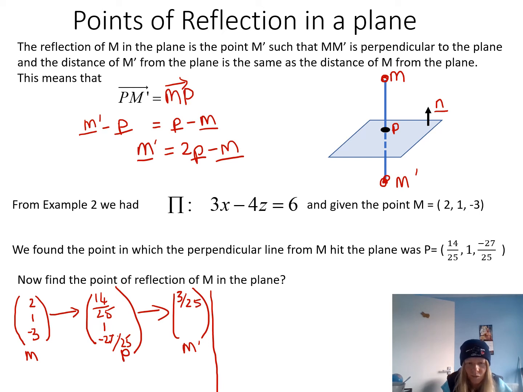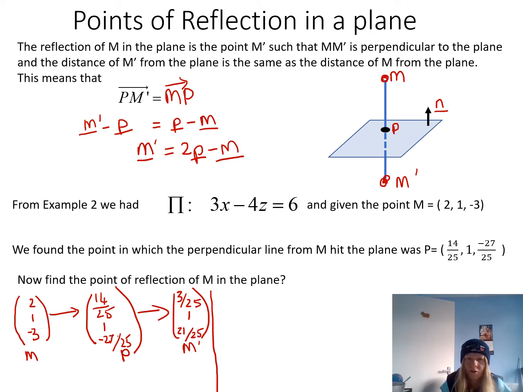What have we done to 1 to get to 1? Well, nothing. So do nothing again, 1. What have we done to minus 3 to get to minus 27 over 25? Well, you've added a bit, haven't you? You've added 1 and a bit. In fact, you've added, gosh, yeah, 1 and 23 25ths. If you add 1 and 23 25ths, you'll end up with 21 over 25. And that's your M dash.